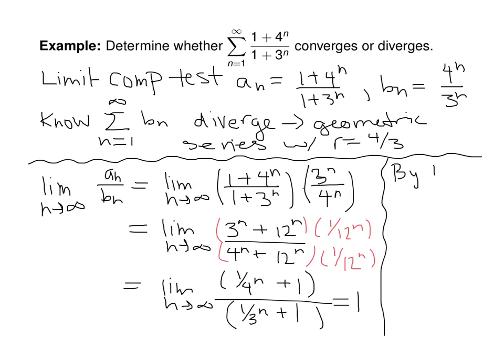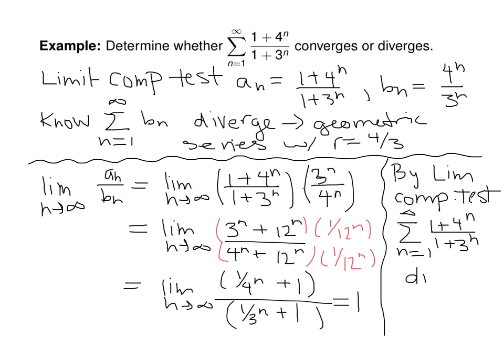So by the limit comparison test, the series from n equals 1 to infinity of 1 plus 4 to the n over 1 plus 3 to the n is also going to diverge.